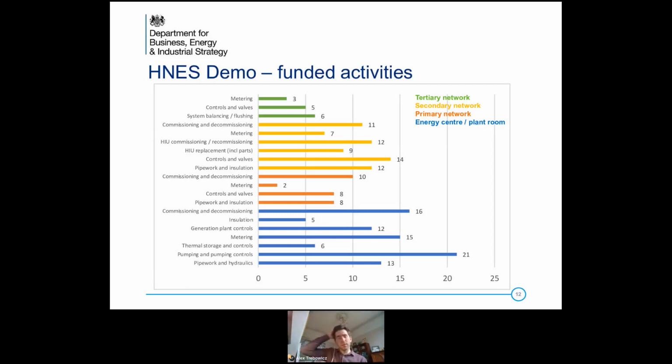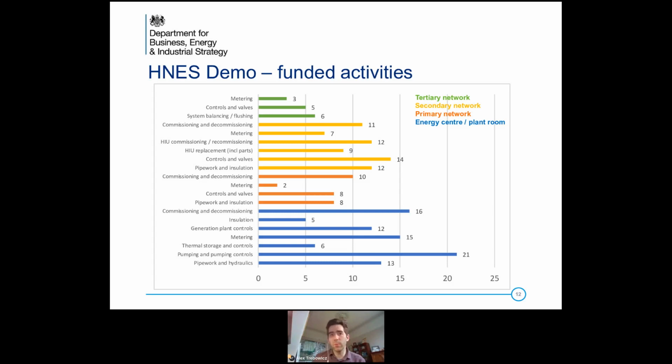Coming back to my previous slide on what we were funding and where in the network those measures were being delivered, this is a count of the funded activities across our capital projects, split by plant room, primary network, secondary network, and tertiary network. Obviously a strong focus on plant room activities, potentially given that those are less invasive, with less interruptions experienced compared to things towards the residential or end customer end, and also a strong focus on the secondary side. For our scheme, that included a few projects looking at overhauling or replacing parts in heat interface units as well.